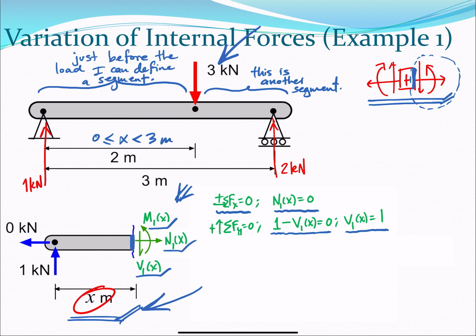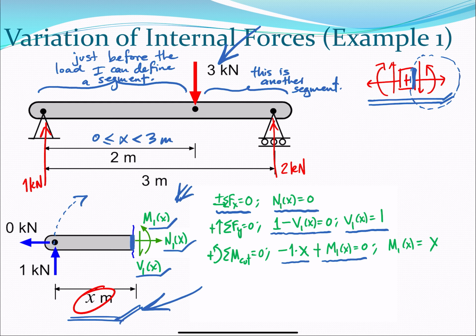And what about the moment? Well, sum of moments at the cut equal to 0, counterclockwise is positive. I have the moment caused by the reaction, right? It causes clockwise moment about the cut, so negative 1 times the moment arm is equal to x, so it's minus 1 times x, right? There is no other reaction that causes moment, and then I have counterclockwise moment, so m1x positive equal to 0, so the moment at x in the first cut is equal to x.